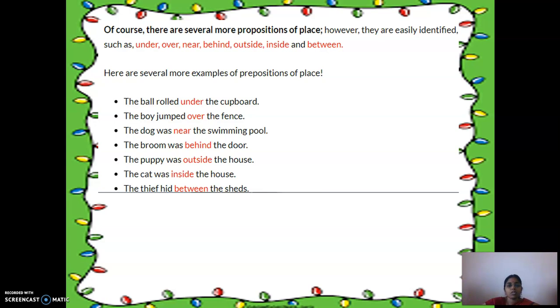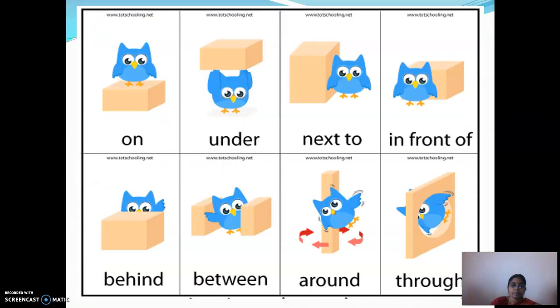The puppy was outside the house. The cat was inside the house. The thief hid between the sheds. Hid is the past tense of hide. Okay, hide, hid. The thief hid between the sheds. Is it clear, dear? So on, under, next to, in front of, behind, between, around, through.